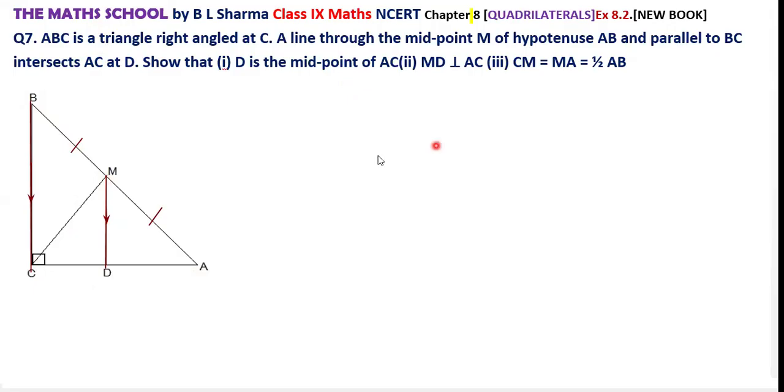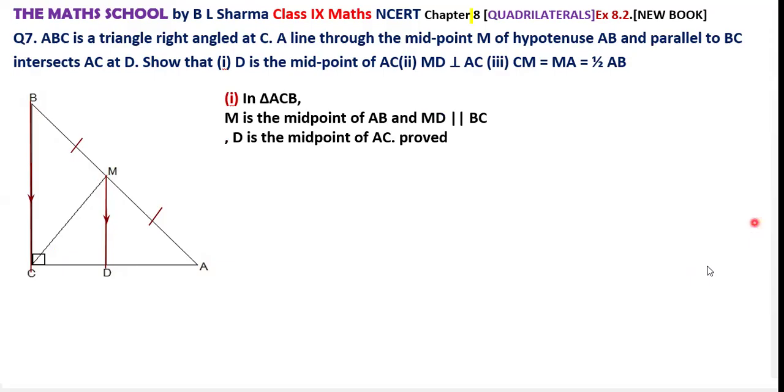See, in triangle ABC, M is midpoint of AB, and this line MD is parallel to BC. That is why, by converse of midpoint theorem, D will be midpoint of AC. First part proved. Write as M is midpoint of AB and MD is parallel to BC. That is why D is midpoint of AC proved by converse of midpoint theorem. First part हमने prove कर दिया है.